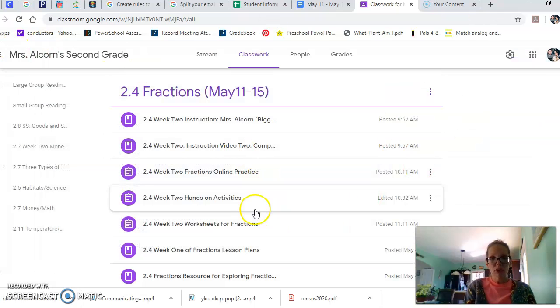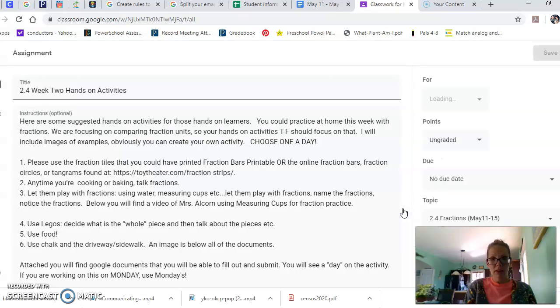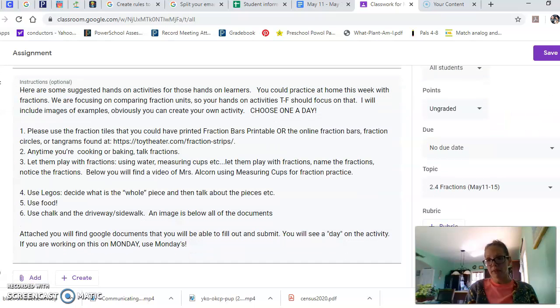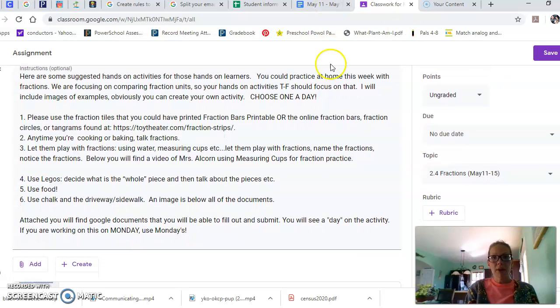I wanted to show you the hands-on activities. So let's just go in and edit these. So again, with the hands-on activities, it's the same as your online. You choose what works for you. If you're a hands-on learner, then choose hands-on. You can practice these at home throughout the week. Don't feel like you have to go by my choices. I only gave you some choices that are out there.